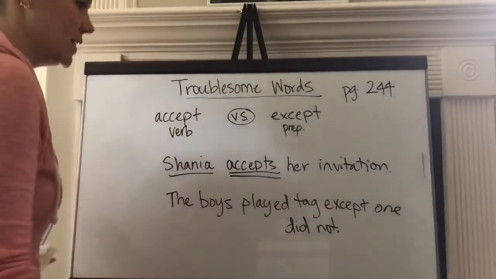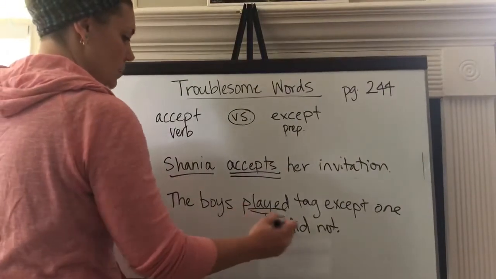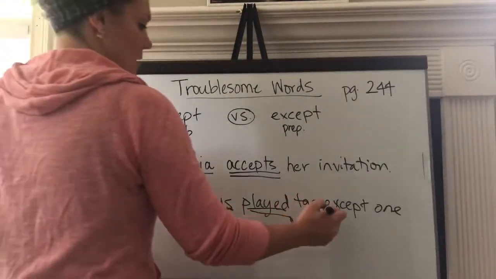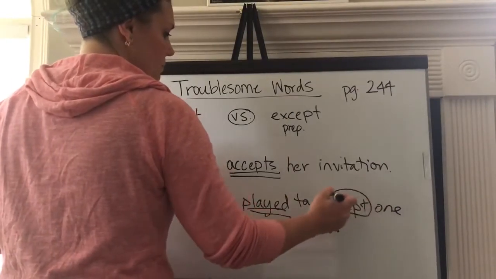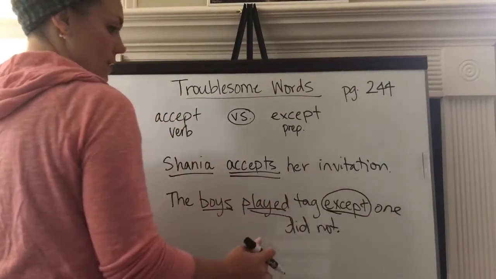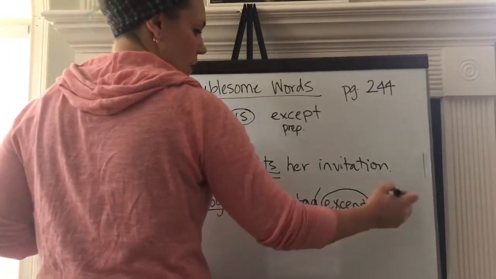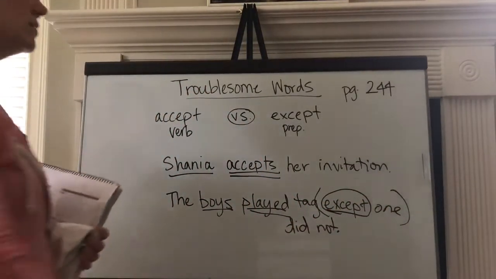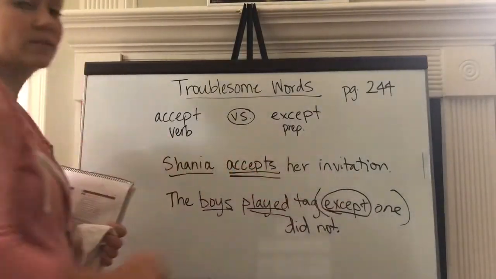Okay, the boys played tag except one did not. Played is our verb, boys is our subject, and notice except here. Except one, okay? This is our prepositional phrase using the preposition except. Okay, so notice that this is always a preposition and this is always a verb, and you'll be able to keep them straight.